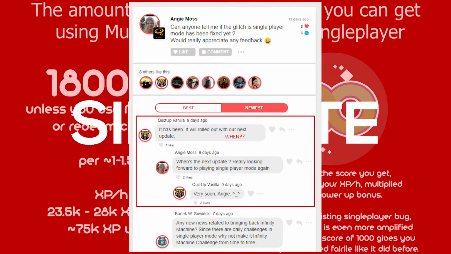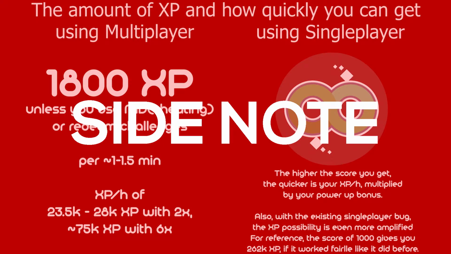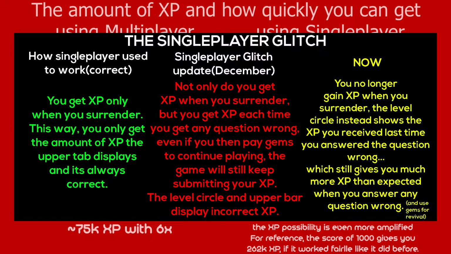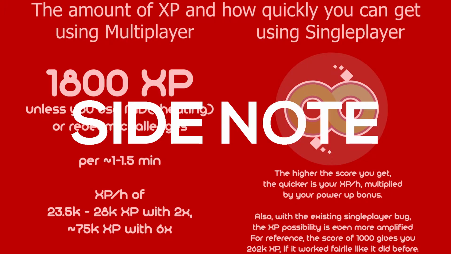Side note: on one of the QuizUp feedback posts, QuizUp Vanilla commented that they fixed it. That's not true. At least now. I'm running the latest version of QuizUp, and well, they nerfed it, but it's still really bad. The 262,000 XP I mentioned previously would easily be doubled or much higher than usual if you used gems to revive yourself at least once. QuizUp no longer submits your XP when you decide to surrender. Yet it submits your XP when you lose any question, even if you use gems or watch an ad to keep going. This is like the opposite of what should have been done. That's a really lazy fix. End of side note.